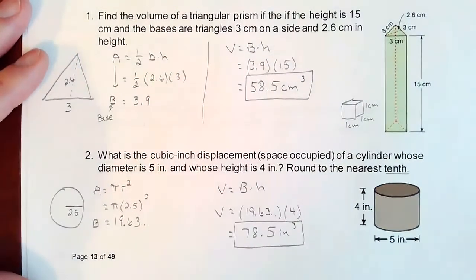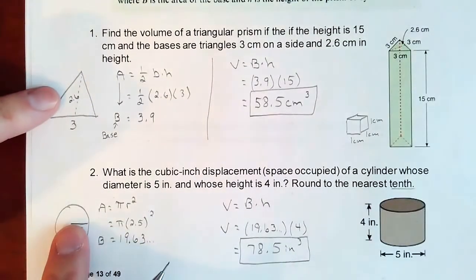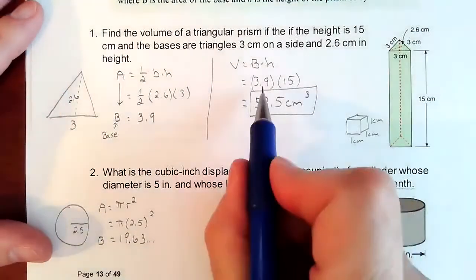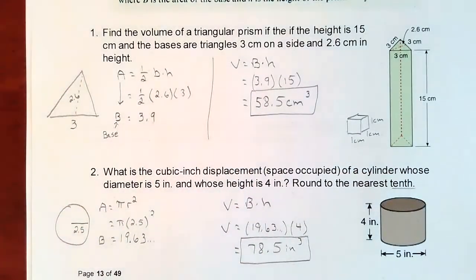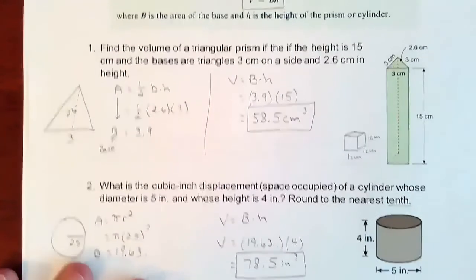All right, so that's how they change, is just the shape of the base. That's literally the only difference. Other than that, it's just always the area of that base times whatever the height is. All right, and so that was finding the volume of prisms and cylinders.